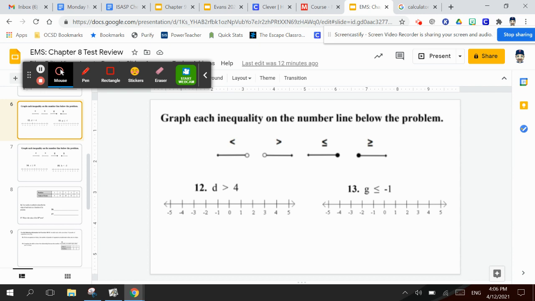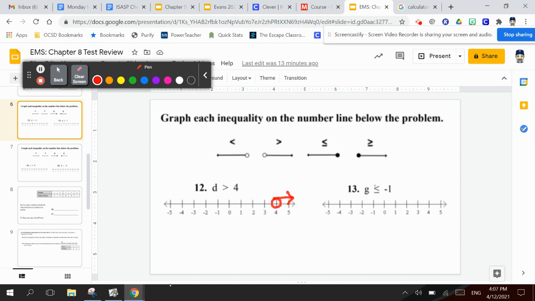So here we're going to graph the inequalities on a number line below the problem. So number 12, d is greater than 4. So to solve, I find the number 4, I put my circle on it. If it has just the greater than sign, I have an open circle. I need all numbers greater than 4. Notice how my greater than sign points to the right. So this means all my numbers to the right are greater than 4.